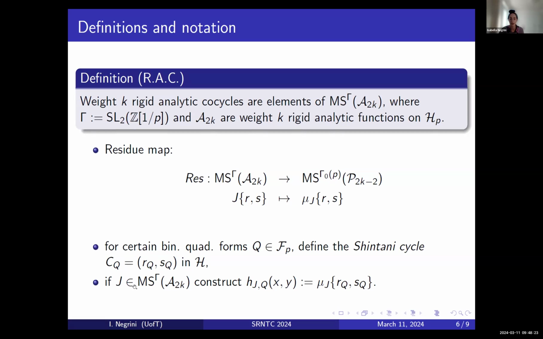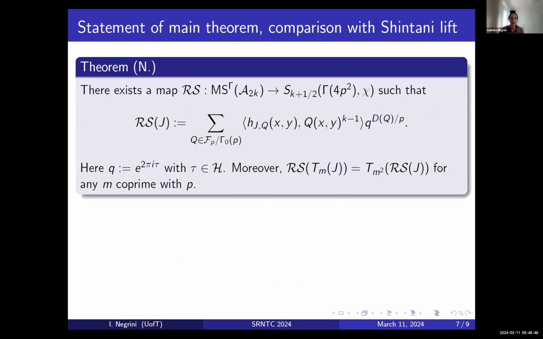Okay, so for any rigid cocycle and any binary quadratic form in this space, you get a polynomial by taking the residues of the cocycle and fixing the pair of cusps, which must be the endpoints of the Shintani cycle of Q. So this at the end will be a polynomial attached to J and Q. Okay, so finally I can state the main result.